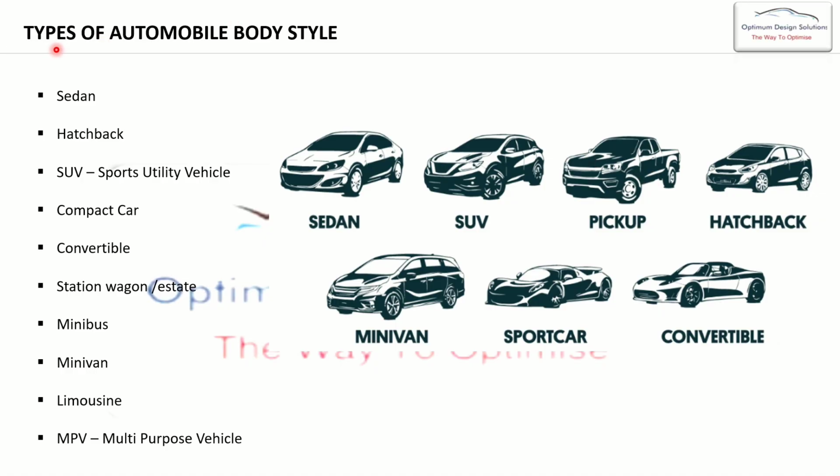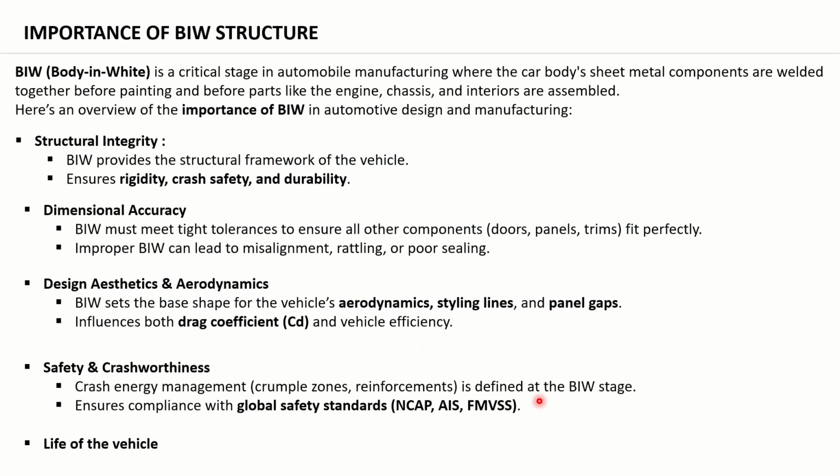Then next is the types of automobile bodies. As we know, there are different types of vehicles and cars like sedan, SUV, pickup, hatchback, mini SUV, minivan, sports car, convertible, then buses, trucks, and mini buses, 12 meters to 13 meters. So the BIW provides or defines the shape of each vehicle. It may be of a different type. Next is the importance of the BIW structure.